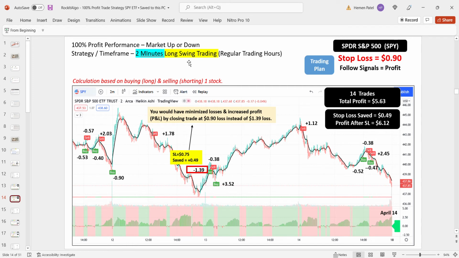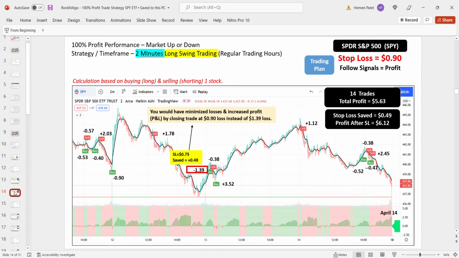Now for 2 minutes long swing trading, you can see 14 trades, total profit $5.63. We have a 90-cent stop loss here. You can see we would have stopped out at 90 cents, saving us 49 cents, adding to the P&L. So we would have made a total profit of 6.12. That's why the stop loss is very important. For SPY, execute these stop loss amounts. Very important. Execute these stop loss amounts.